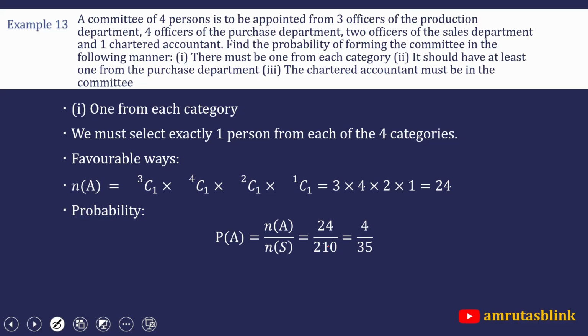Now we have to simplify this. Let's say I will divide it by 2. So this is 12 and this is 105. Then we can divide it by 3. So 3 4s are 12 and this is 35. So probability of A is 4 upon 35.